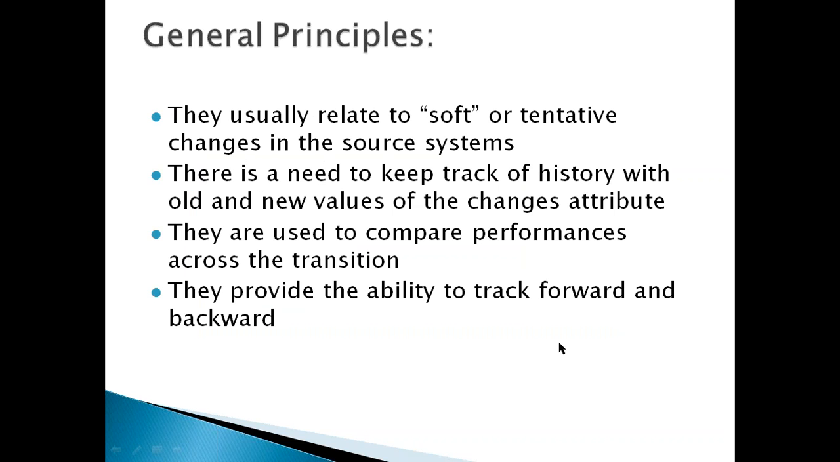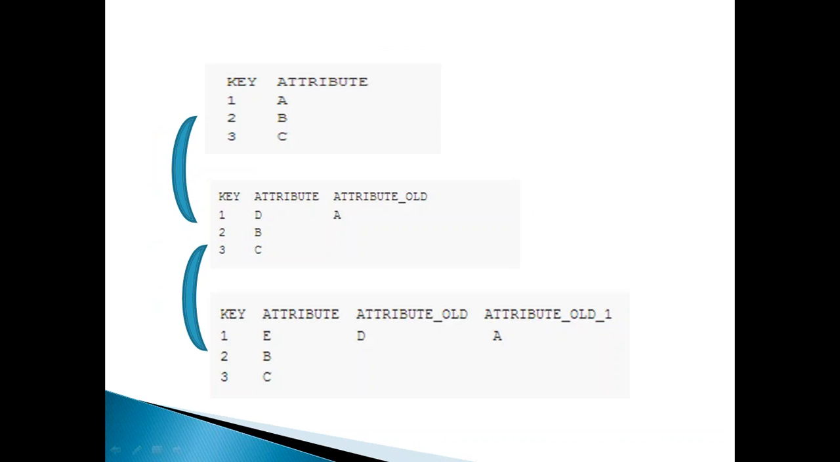What are the general principles of SCD type 3? These usually relate to soft or tentative changes in the source system. And there is a need to keep track of history with old and new values of the changed attributes. So your SCD type 3 concentrates on the new and your old values. They are used to compare the performances across the transition. They provide the ability to track forward and backward. These two points mean you can easily compare which manager you have changed to another manager.